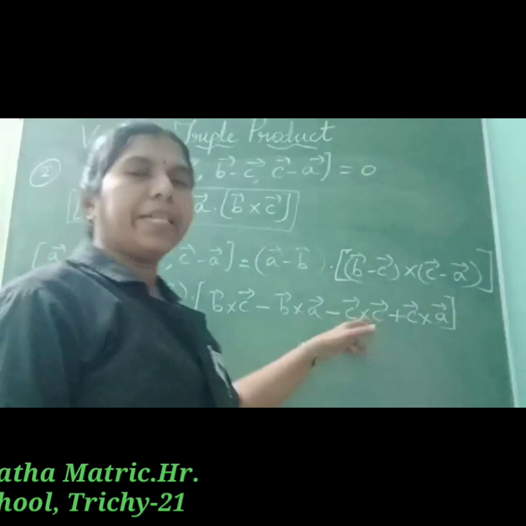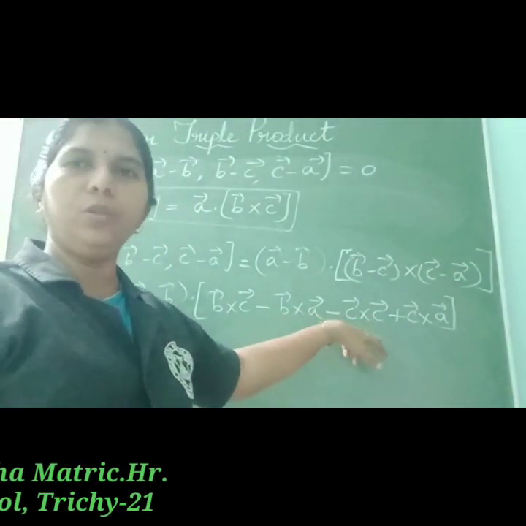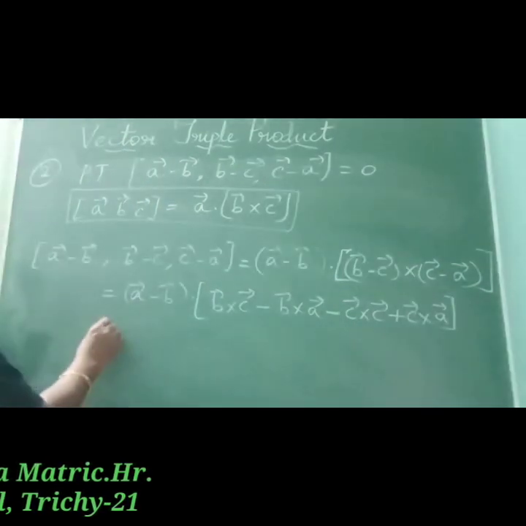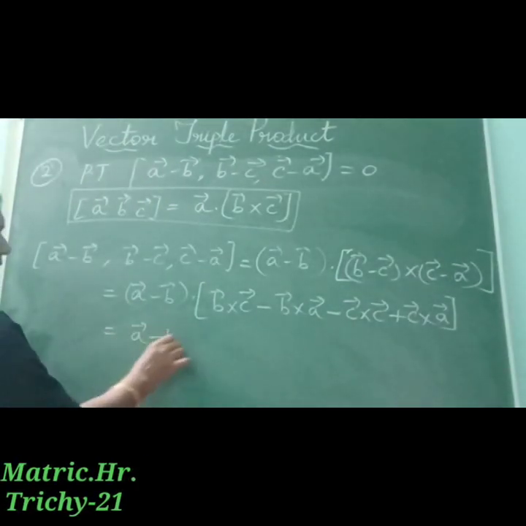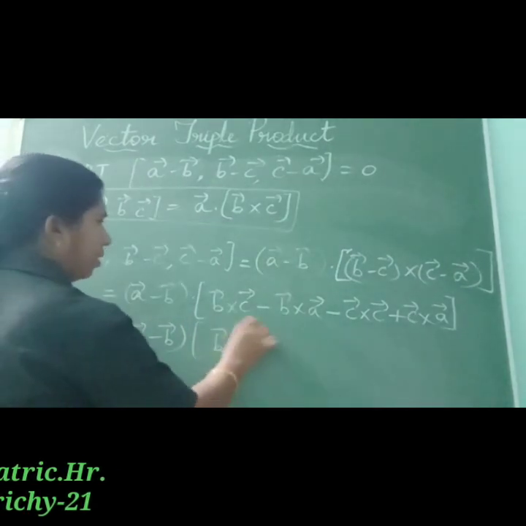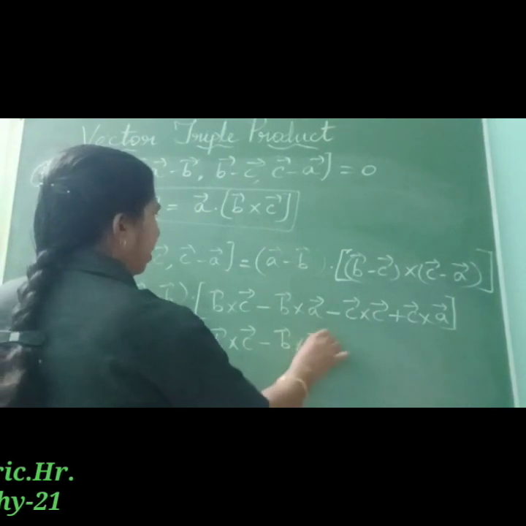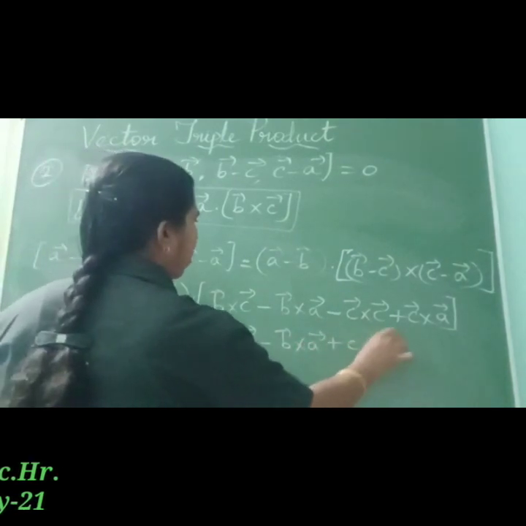We know the cross product of the same vector, C cross C, must be equal to 0. So remaining, we are having A minus B, B cross C minus B cross A plus C cross A.